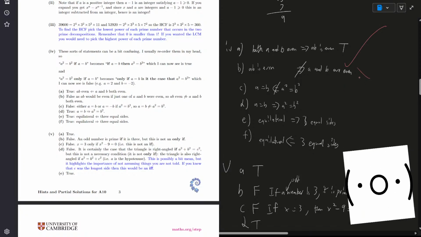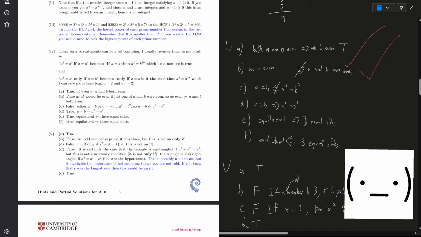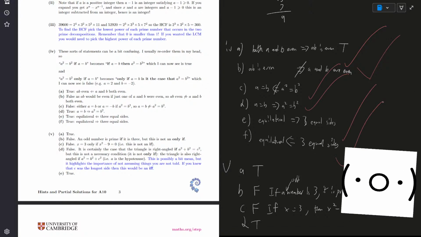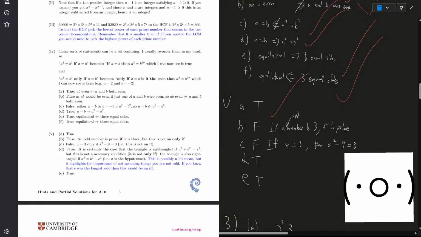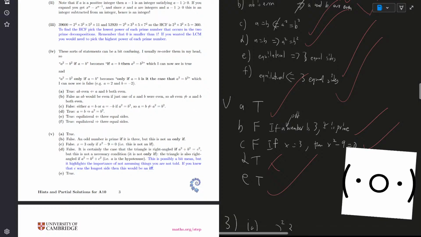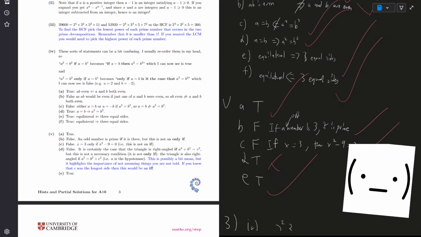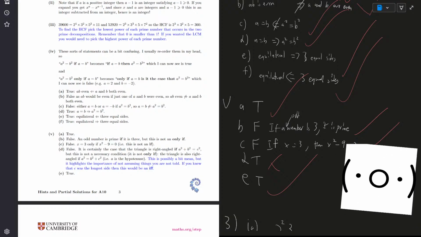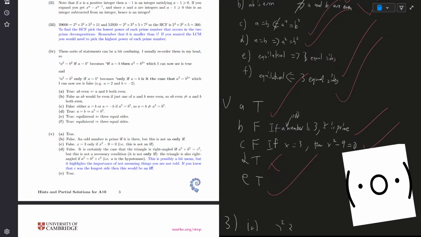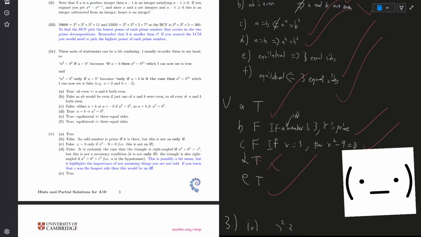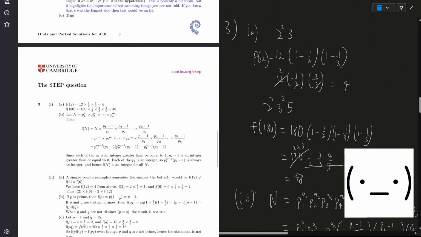True. False. False, true, true, true. True. Ah, it's false, false, false. False, false. Wrong, false. Right. It's certainly the case that triangles are right-angled if. Damn. I knew it. I called it.